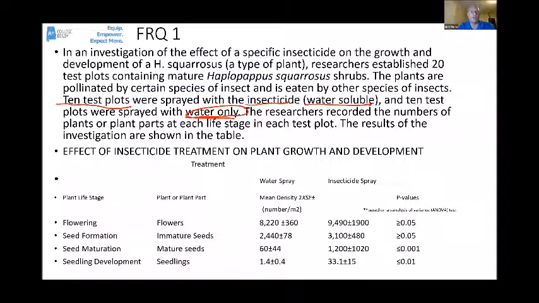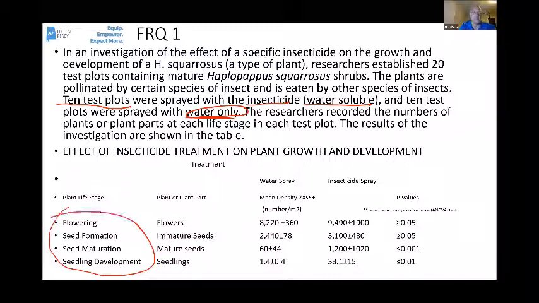So the researchers recorded the numbers of plants or plant parts at each life stage in each test plot. And the results are shown down here at the bottom. So we're looking at the different stages of the plant's life cycle, when it's flowering, when it forms seeds, when those seeds mature, when they develop. And then we're left with essentially the density of the plants in the two plots. So this is the density of plants when only water spray was used. And this is the density when insecticide was used.